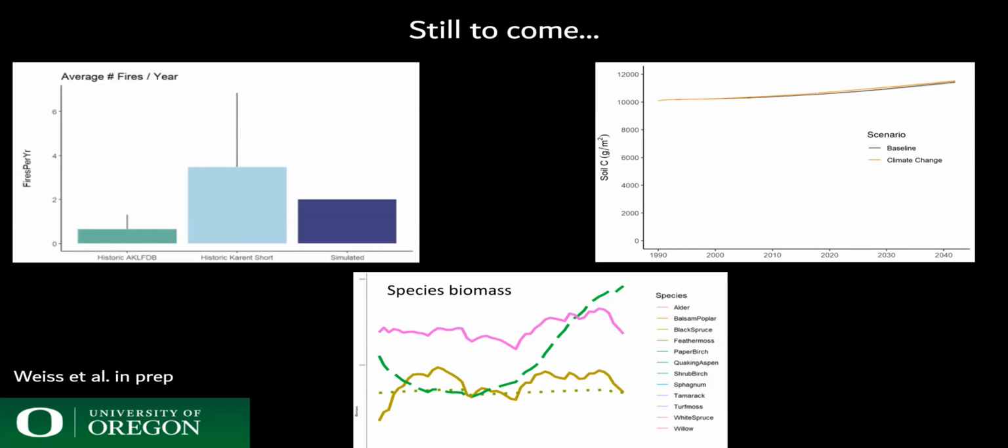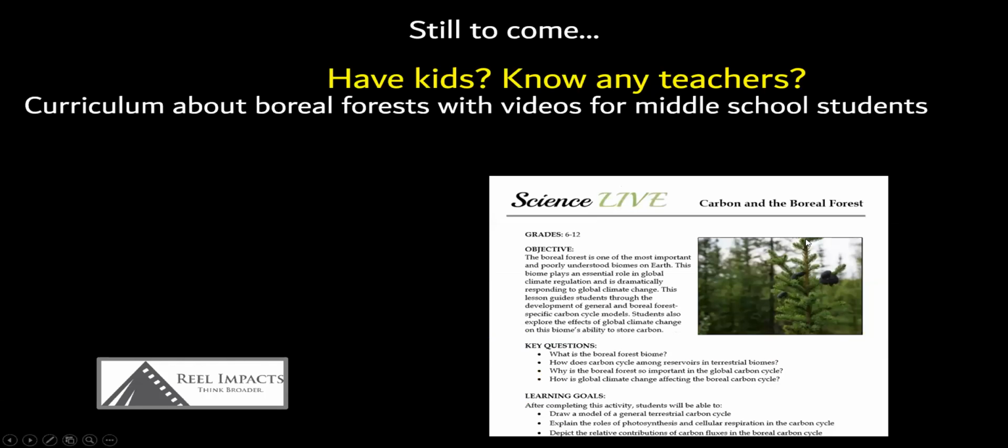The real heavy lifting of the model application and feedback work is driven by my PhD student, Sylvie, who's probably in the audience today. Sylvie is working on a paper now about future fire regimes under climate change in this landscape here in the upper left. And then she'll also be working on some modeling work associated with how climate change will affect shifts in species biomass over time. I'll be working on a soil carbon paper next.